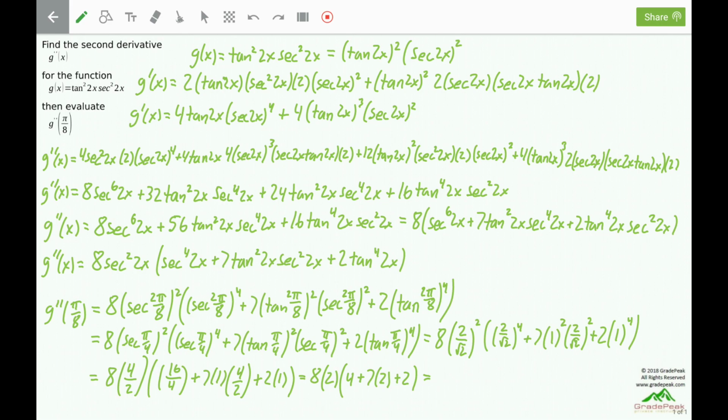8 times 2 is a 16. And we have that multiplying 4 plus 7 times 2, which is a 14, plus 2. And we have 4 plus 14, which is an 18, plus a 2, which is a 20. And 16 times 20 comes out to 320.